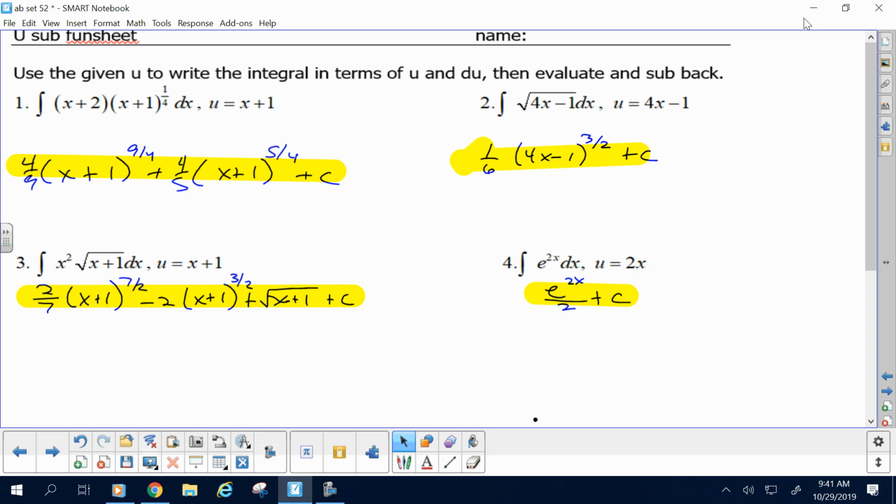Number 3, 2/7 times the sum (x plus 1) to the 7/2, minus 2 times the sum (x plus 1) to the 3/2, plus (x plus 1) to the 1/2, or square root of x plus 1, plus c. Okay? Number 4 is e to the 2x over 2 plus c.